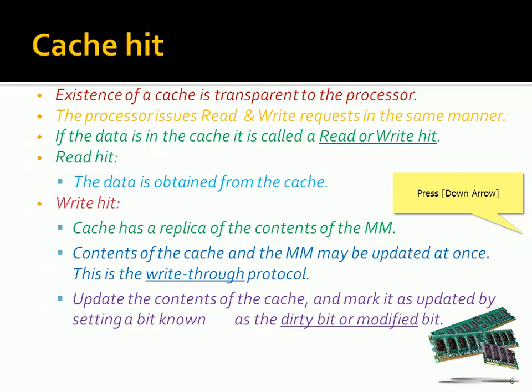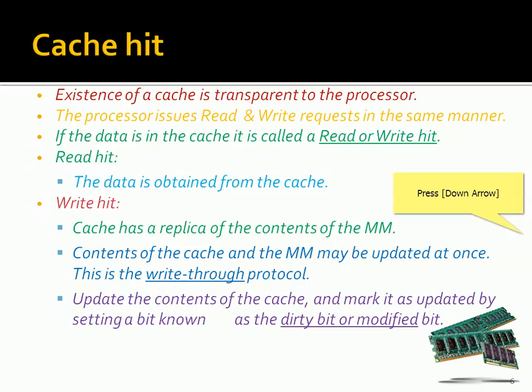Update the contents of the cache and mark it as updated by setting a bit known as the dirty bit or modified bit. Whenever the data is updated at the cache, that tells how many versions there are and how many times they were modified.